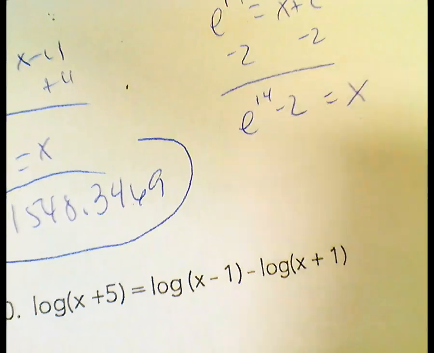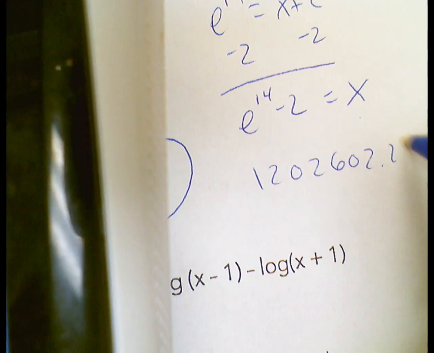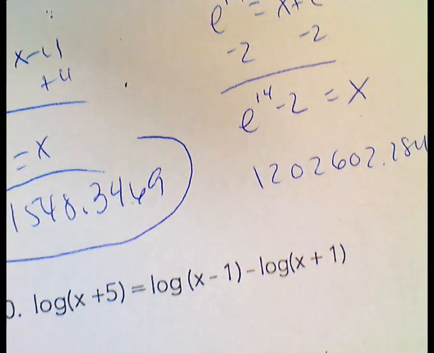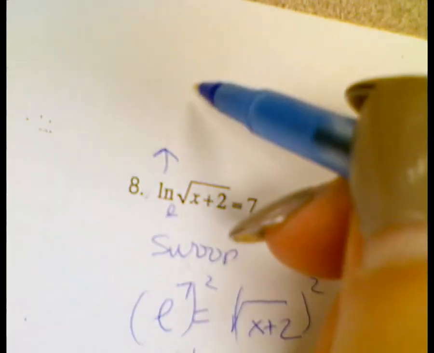minus 2 is, I feel like I did this problem. I'm going to do this another way to make sure I did this right. All right, so this is what I got. That's a crazy number. Let's look at this again. I feel like I didn't do this right, so I'm going to try this another way using our properties.